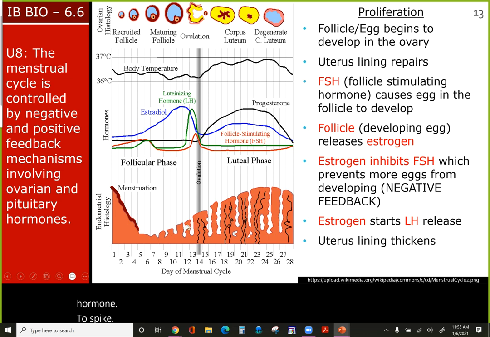And during this time, this uterine lining is continuing to thicken. It's continuing to get ready to receive that egg.